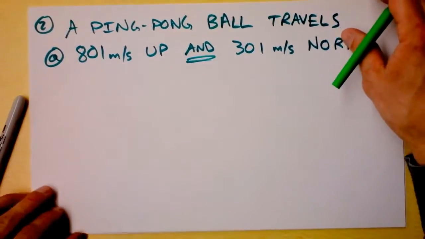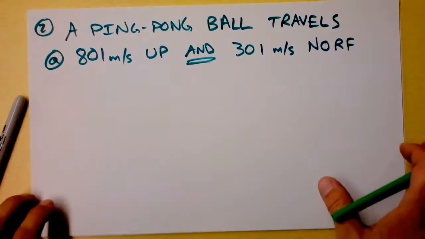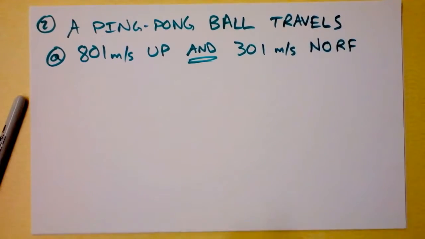A ping pong ball travels at 801 meters per second up and 301 meters per second to the north.